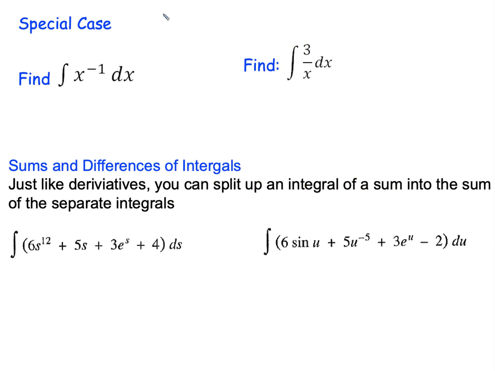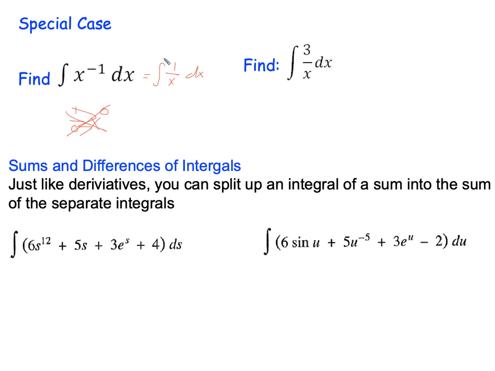Our last one here, we have a couple special cases, or actually one specific special case, and we have two examples for it. We have x to the minus 1 here. If we tried to follow our rule, it would be x to the 0, because we add 1, and then 1 over 0, which is undefined. So that obviously does not work. So when we have an x to the negative 1, we remember this is like the integral of 1 over x dx.